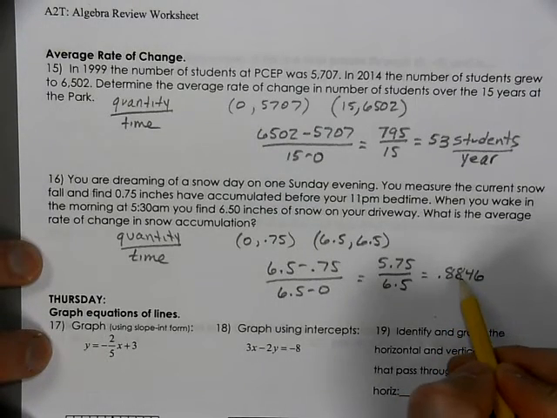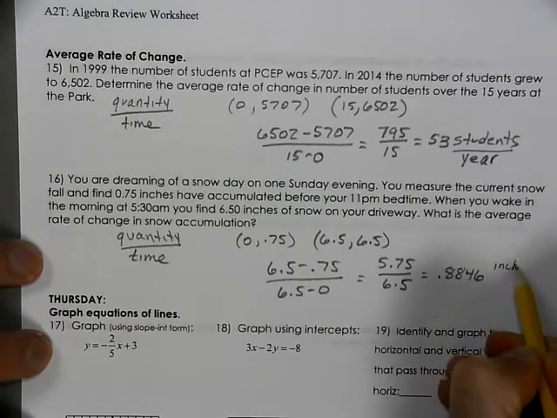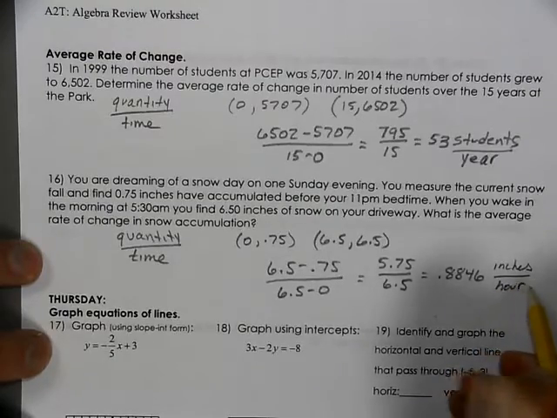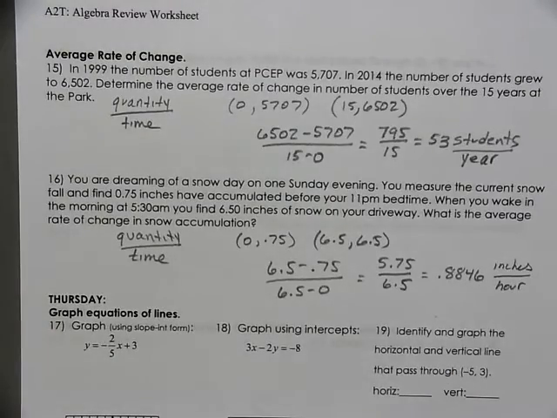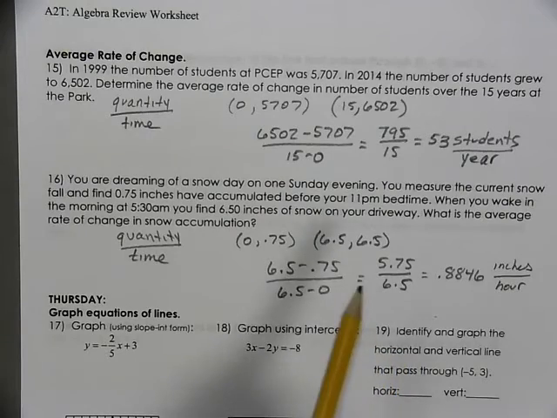So we have a 0.8846 inches per hour. So every hour it snowed just under an inch for 6.5 hours. So we had 6.5 inches of snow by the end.